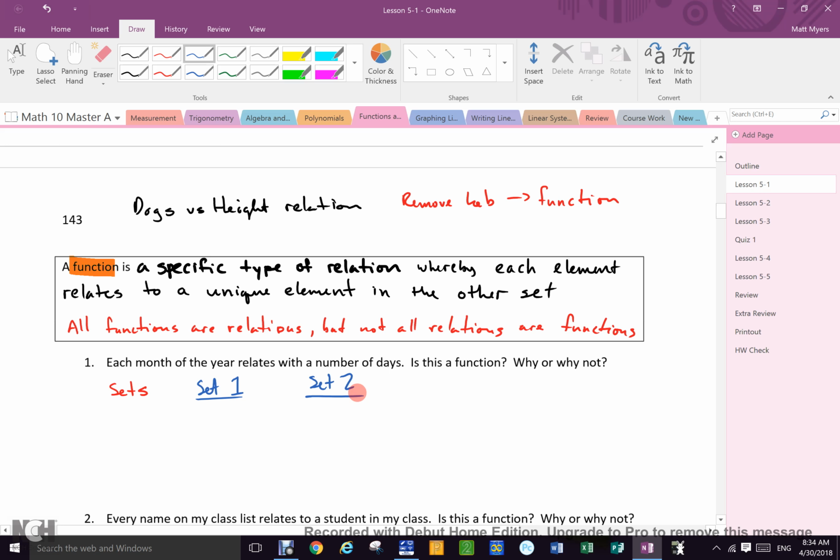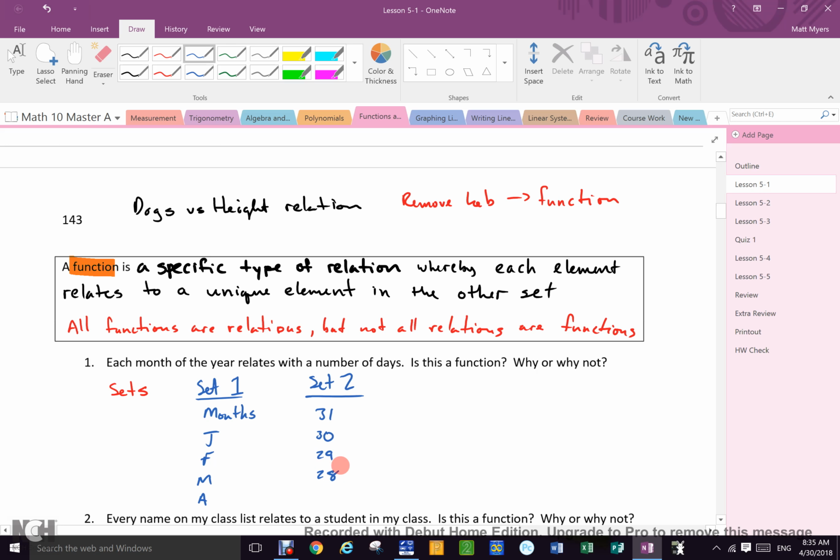All right. What's the first set? Months of the year. Right? How many elements are there in that set? 12. Excellent. January, February, March, and so on. So set 1 is months. And let's put a few elements. January, February, March, April. Everybody cool? It would go on, but we're out of room. Everybody good? Okay. What is set 2? Numbers of days. What are my options? 31, 30, 29, and 28. Everyone agree?